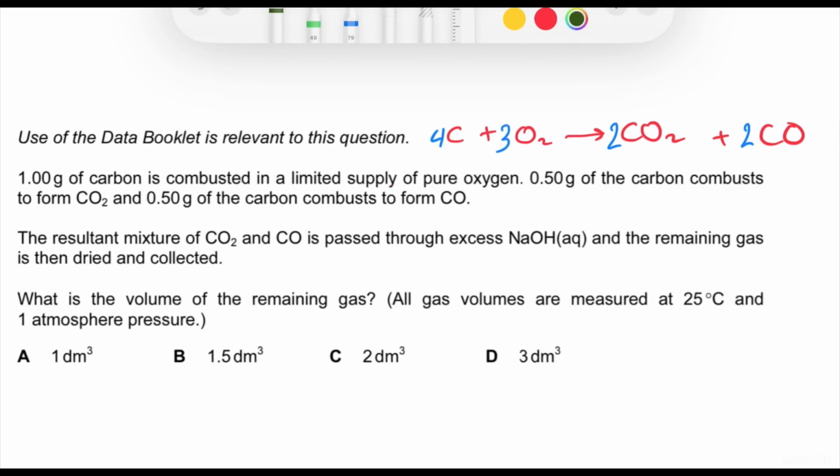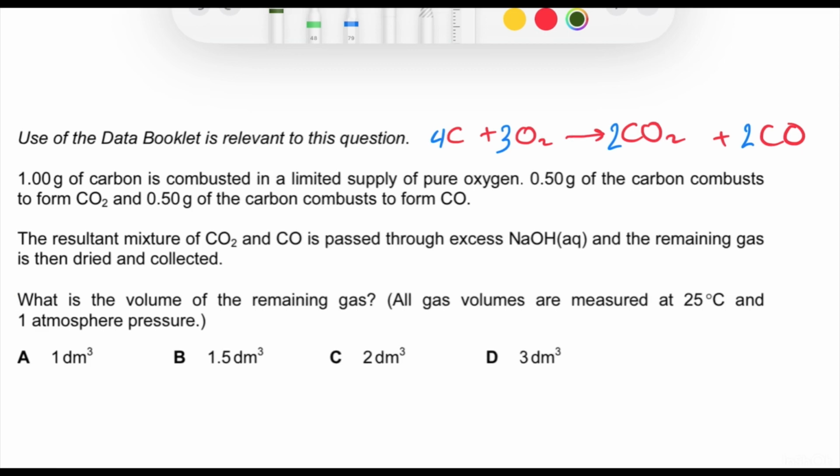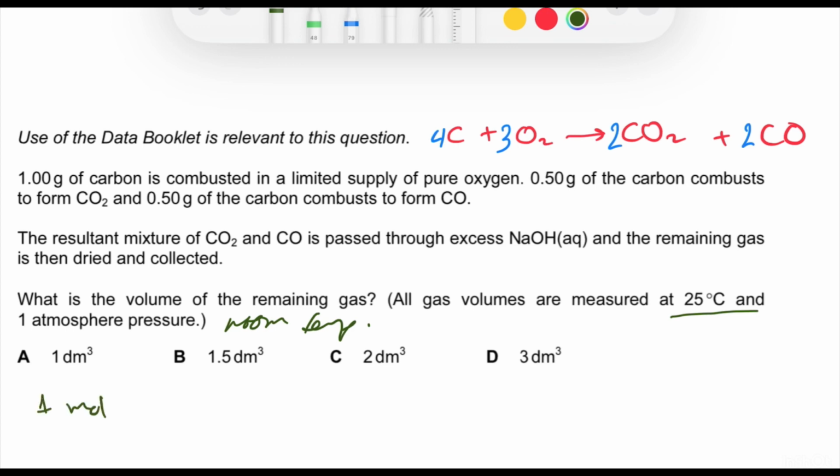Okay, we can say that from the question here, what is the volume of the remaining gas? All gas volumes are measured at 25 degrees Celsius and 1 atmospheric pressure. In this case, it indicates room temperature, okay? Since it's room temperature, you have to remember the ratio, which is 1 mole of any gas has a volume of 24 cubic decimeter. So you have to put this in your mind. But we have something else to be discussed.